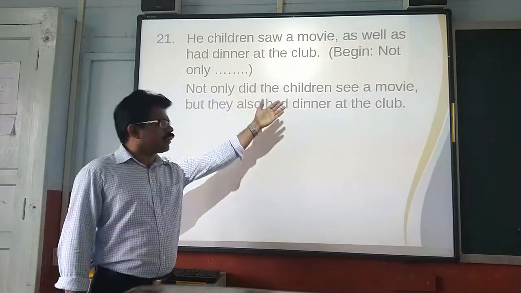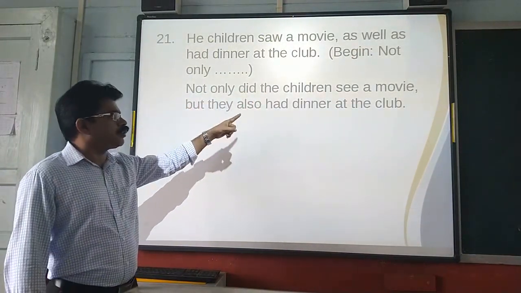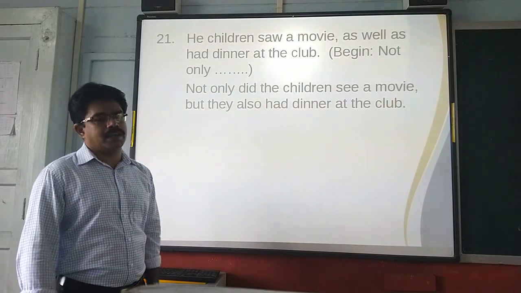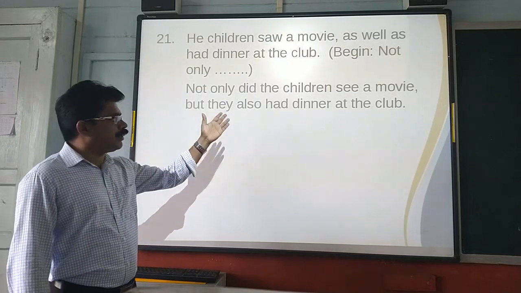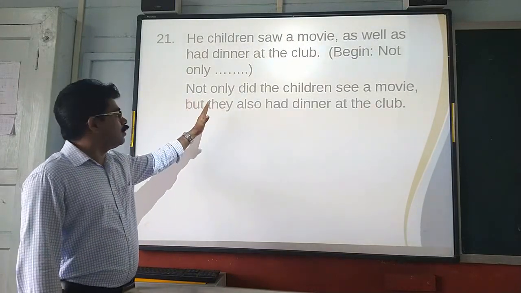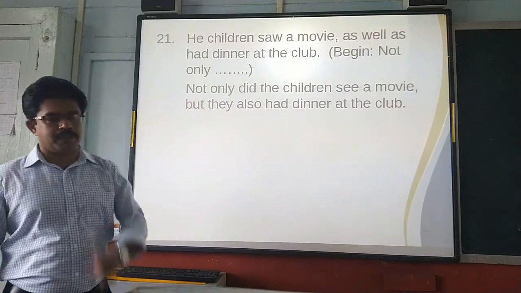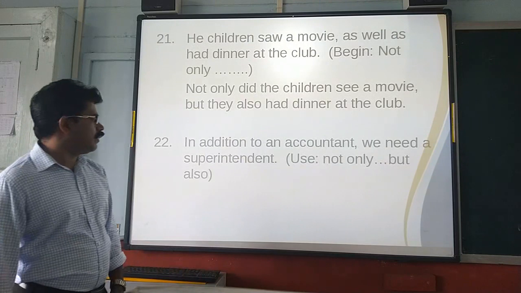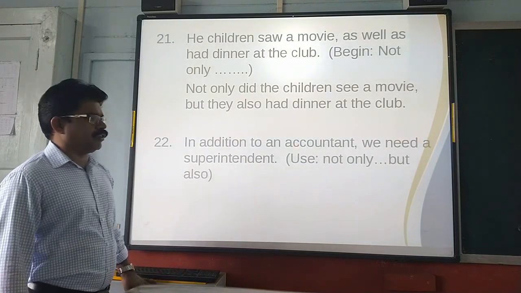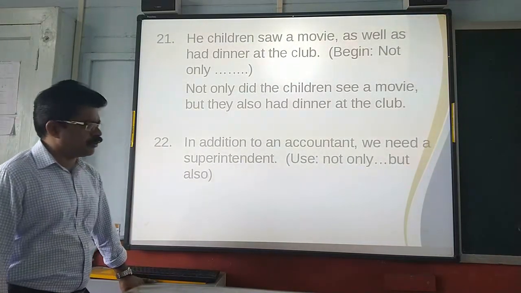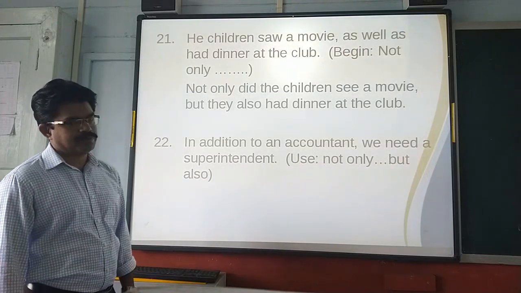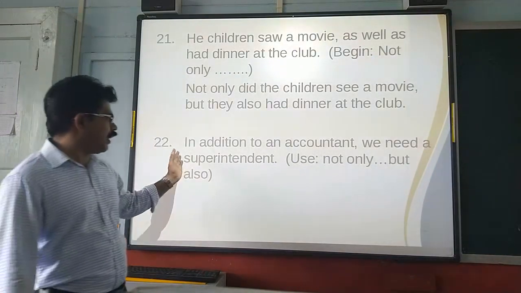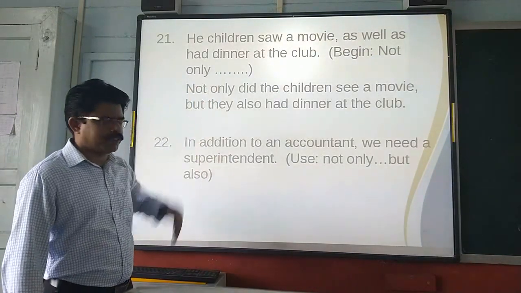So not only did the children see a movie, but they also had dinner at the club. That is important; you need to keep it in mind. I think a few more examples of that sort are coming. In addition to an accountant, we need a superintendent. Use not only but also. Again, not only but also is used. Let's see again, more or less the same structure.